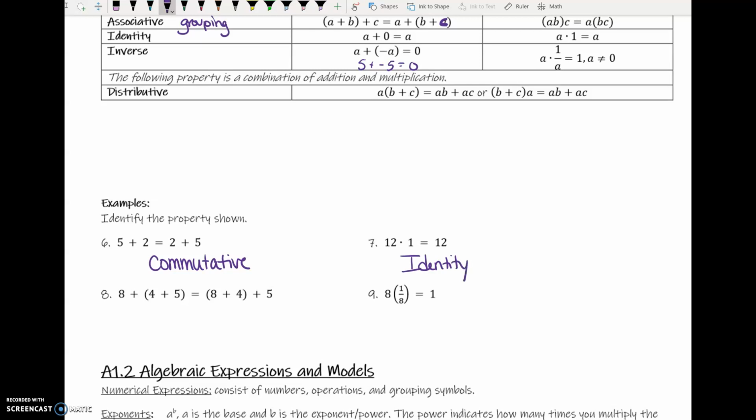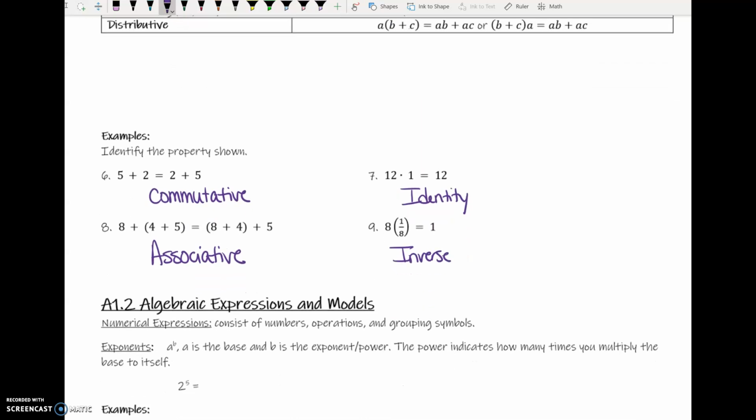Number 8, we're changing the order of the grouping. We're changing how the grouping works. That is an associative property. And number 9, we're multiplying by the reciprocal. That is an inverse property. We're trying to undo the 8 by multiplying by 1/8.